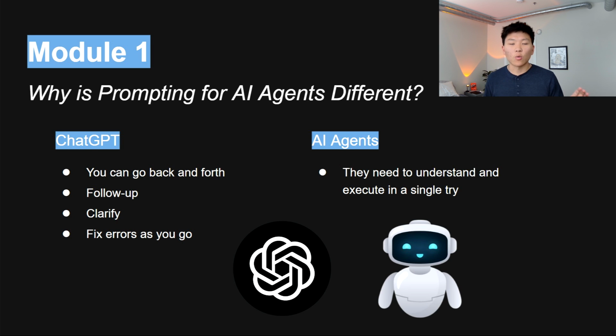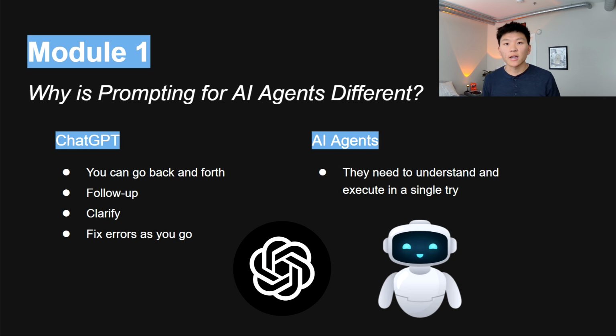So now let's talk about why prompting AI agents is different and also important compared to just prompting a large language model or ChatGPT. When you're talking to ChatGPT, it can be very conversational. It's like you're asking it to answer questions and you can follow up. So you can go back and forth. Like I said, you can follow up, you can clarify, you can fix errors as you go. But with an AI agent, you pretty much put that prompt in there when you're building out your workflow. And that's it.